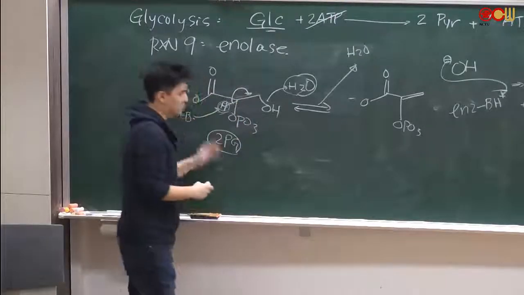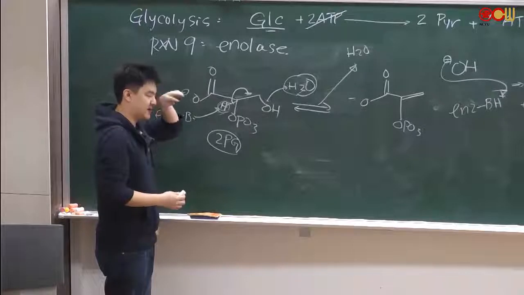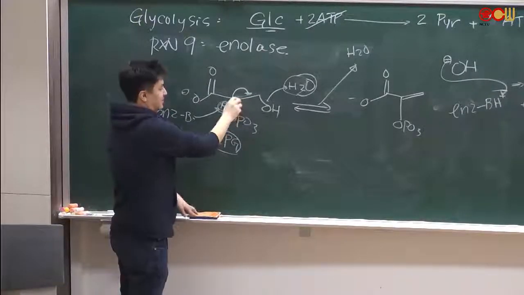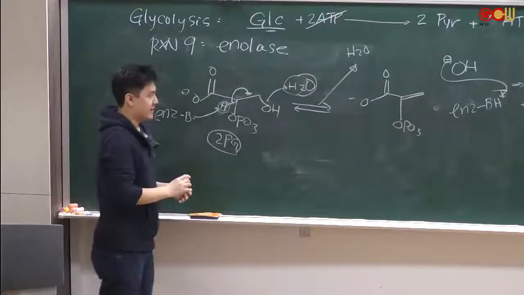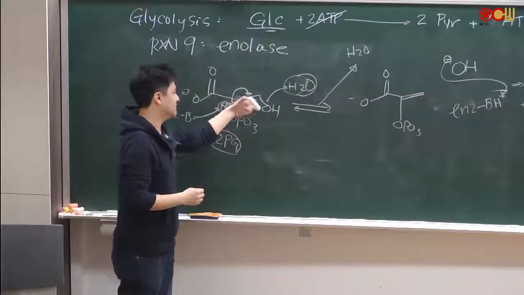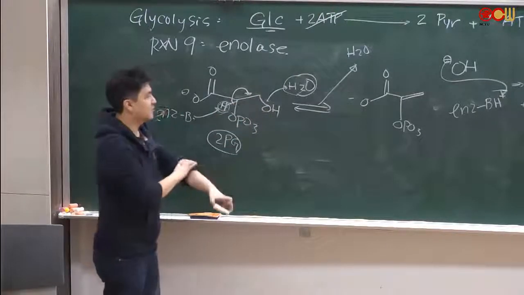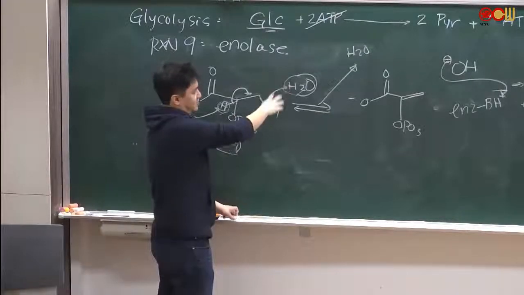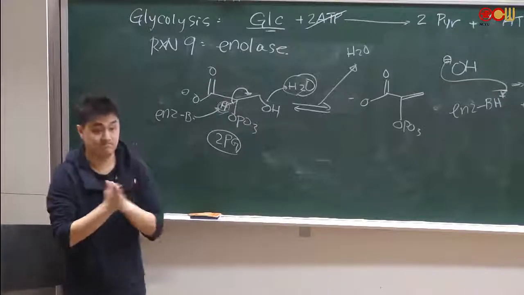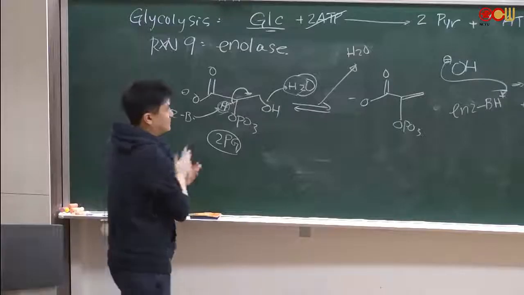But this is essentially one step where you grab the alpha hydrogen, and then the electrons can form a new bond between carbon 2 and 3. As you form this new bond between carbon 2 and 3, the hydroxyl group on C3 will then grab a proton and then leave. Okay? Maybe okay? All right, so this is enolase.